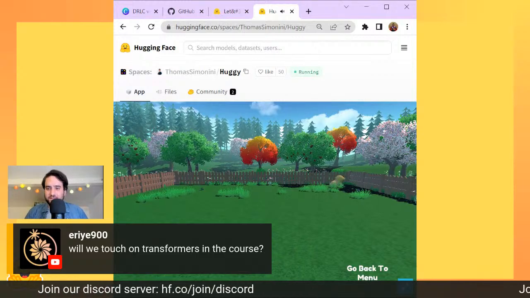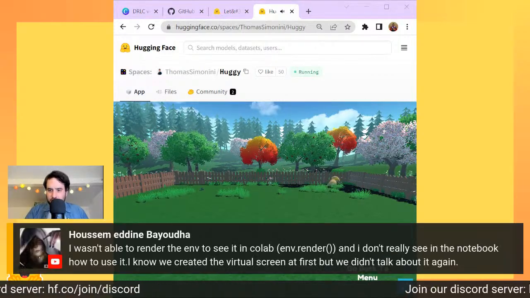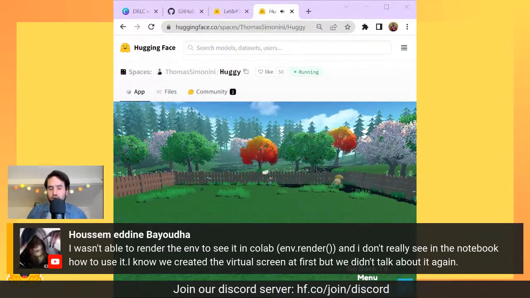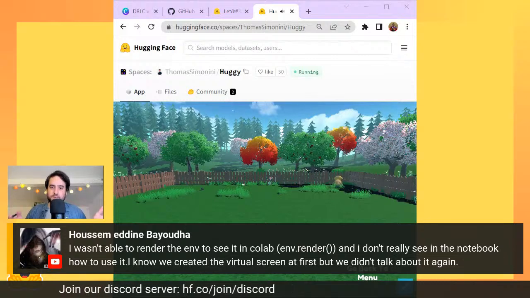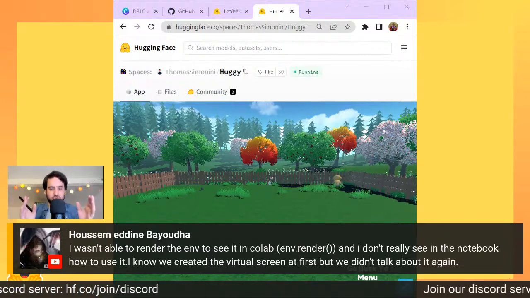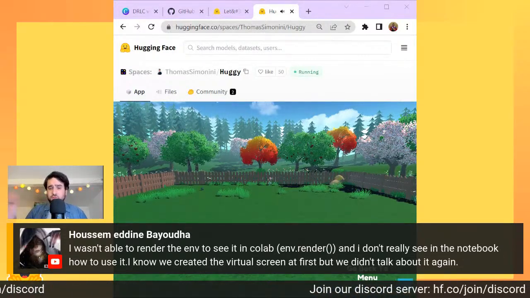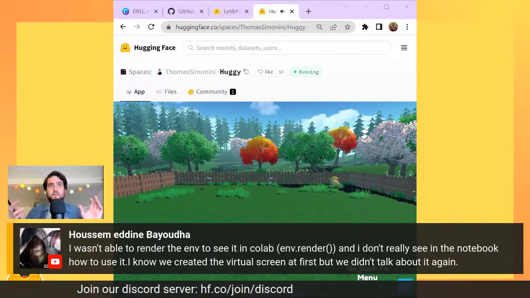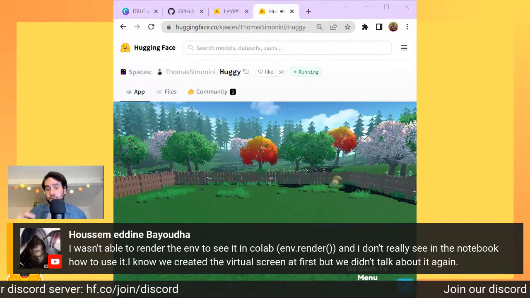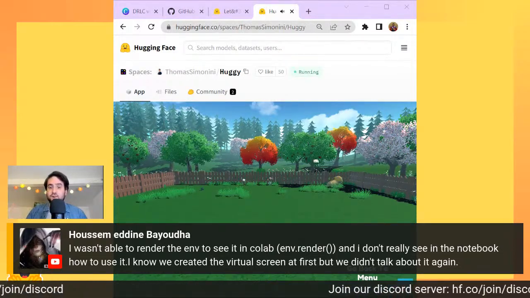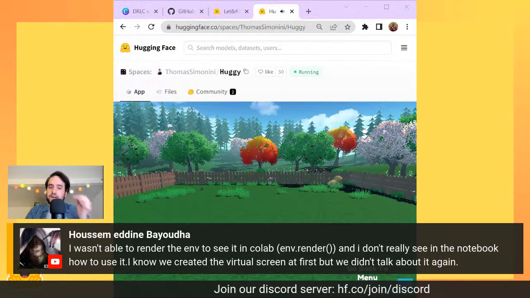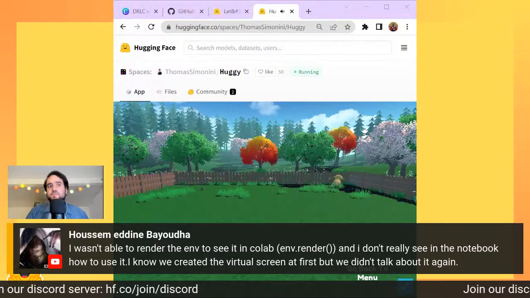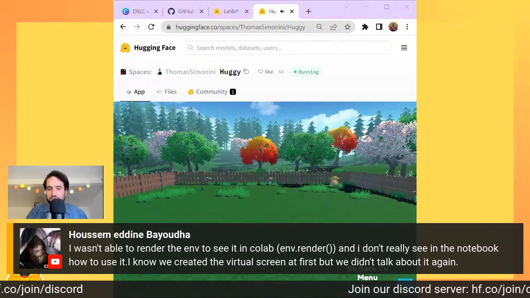I wasn't able to render the environment to see it in Colab. Yeah, you can't render in Colab. There are two solutions. There is a library called Colab Gym Render. But what you can do is, when you push to the Hub, it generates a video version of your agent. So you can push to the Hub and see the video. If the agent is not good, you can push again to the Hub, because the models on the Hub are Git-based, so you can make a new commit. My advice is to try to push directly to the Hub and see the result. Or you can use Gym Colab Render, but it does not work for every environment.